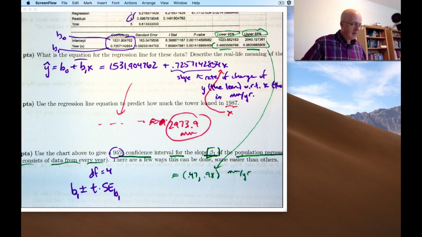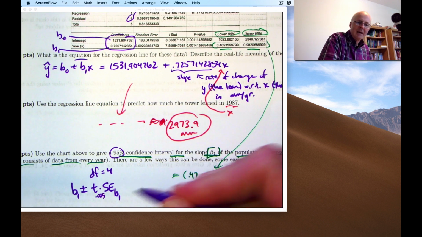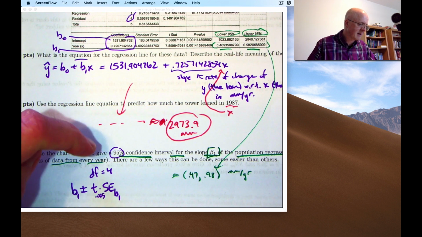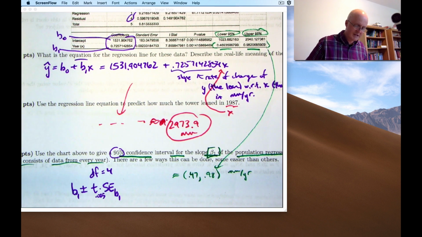This would be labeled, by the way, typically t sub 0.025 to emphasize the area to the right of it under the t distribution would be 0.025. That's what you would do with 95% confidence. The alpha would be 0.05. You divide that by 2 to get the 0.025. If you're not used to that notation, don't worry too much about it.